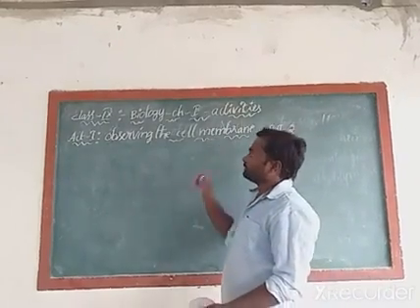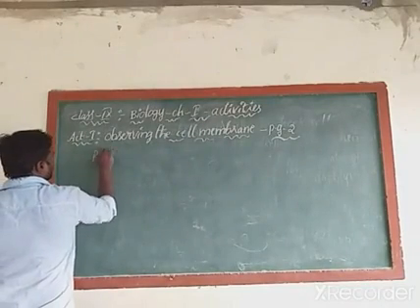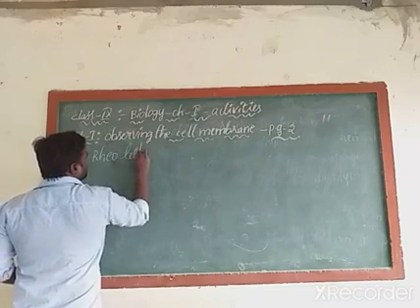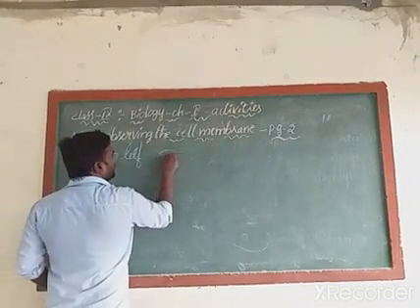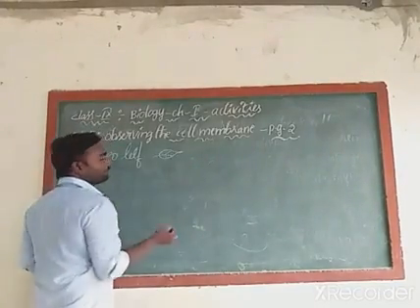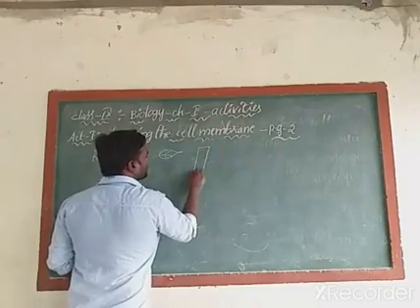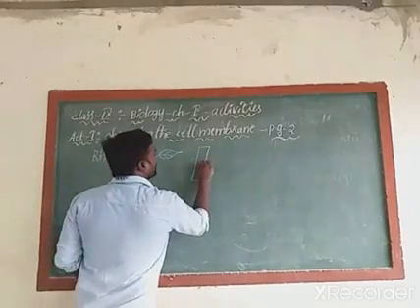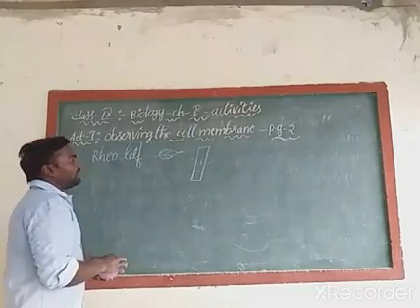Now we are going to observe the cell membrane in Rheo leaf. Rheo is one of the plants. First we need to take a Rheo leaf and cut it into small pieces. Keep it over the surface of a glass plate or glass slide. So now I have taken this small piece over the surface of this glass plate.